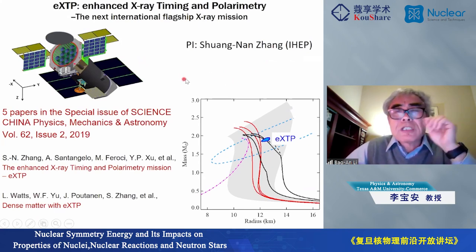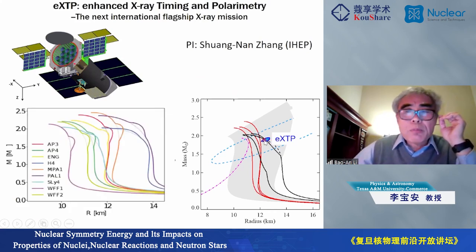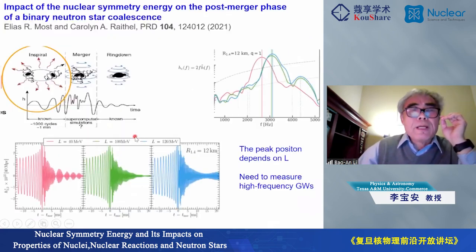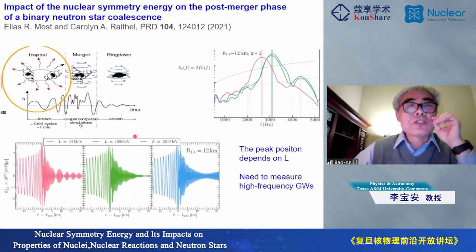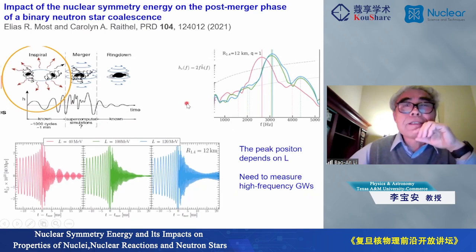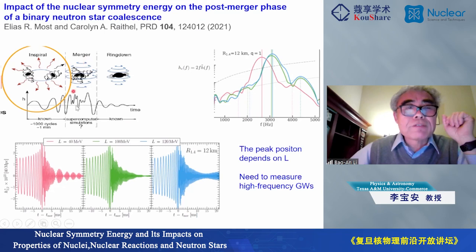There are also several other proposals for high precision X-ray measurements. These new measurements will hopefully be precise enough to distinguish the GR prediction from the scalar tensor theory prediction for the mass radius correlation, in particular for these massive neutron stars. Okay, now let me give you just 1 minute or so, the last slide basically, about the recent calculation about the effects of symmetry energy on the high frequency gravitational waves from the merger phase of neutron star mergers.